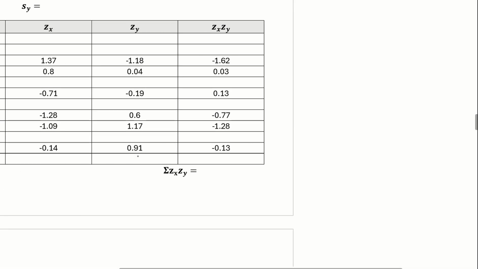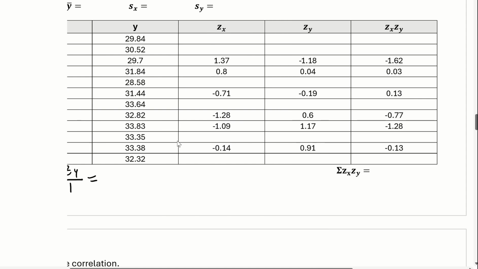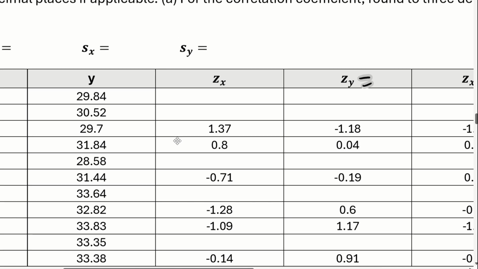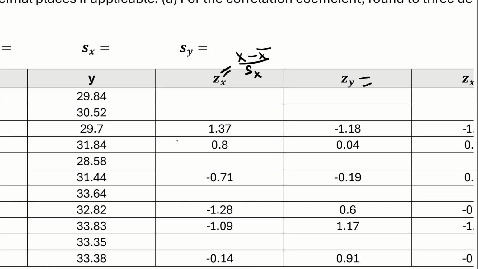Now the formula for zx, which I can write over here. Let me write it over here. Is x minus x bar divided by sx. Okay. The formula for zy is y minus y bar divided by sy. And of course, I don't want to write on top of that. So let me just write this over here. So the formula for that is x minus x bar divided by sx. The formula for this one, y minus y bar divided by sy.